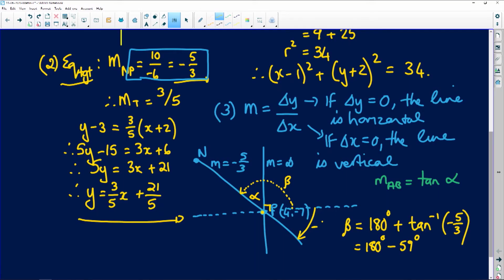You add 180 to that, so this is this angle here. That's the minus 59. If we add 180 to it, we land up with that angle there, because this is just taken away from 180, and that leaves us 121 degrees.